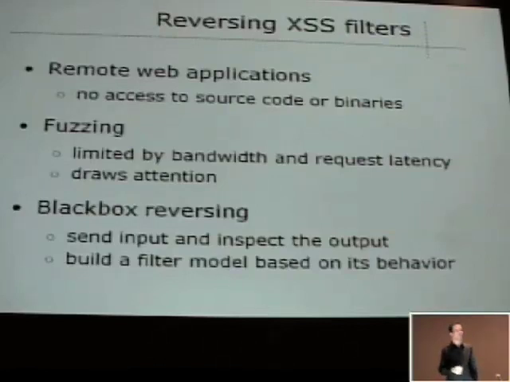And what we can do is the black box reversing approach, where you craft some kind of input, some kind of HTML that's perhaps malformed in different ways, and then you send it to the cross-site scripting filter, and you look at the output from that, and you see how the XSS filter modified your input. And based on the different modifications, you can start to figure out how the filter actually operates.